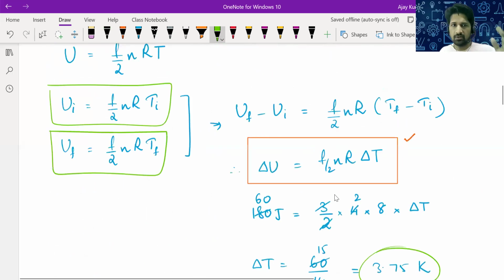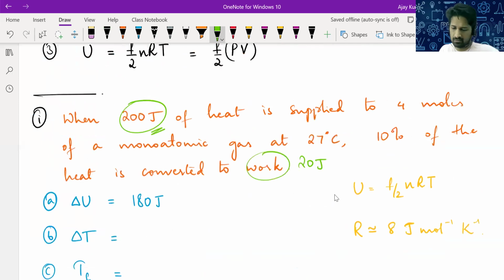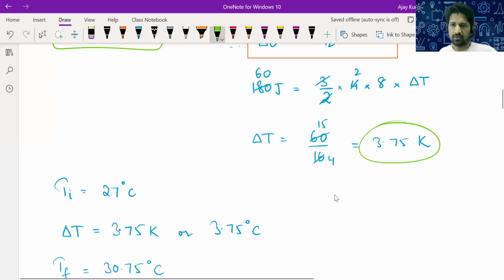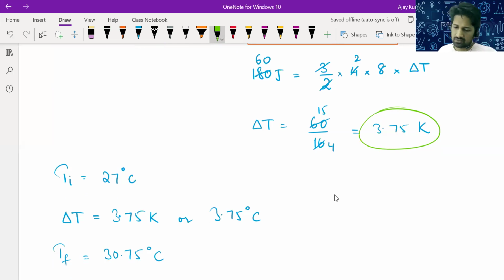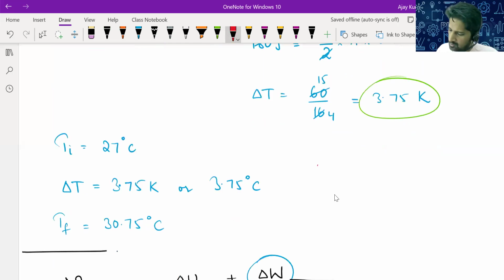Now, if you know the heat supplied, delta Q, that is 200 joules, and delta T, that is 3.75 Kelvin, and you know the number of moles also, for how many moles this happened, you can tell the molar specific heat of this gas. So let us do that in this question itself. Molar specific heat is delta Q divided by n delta T.